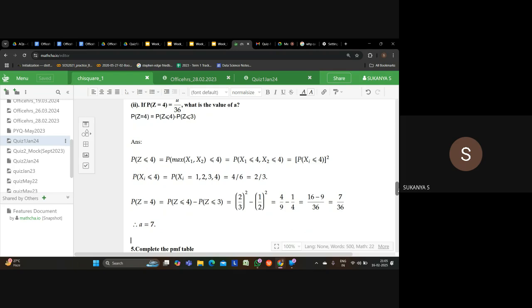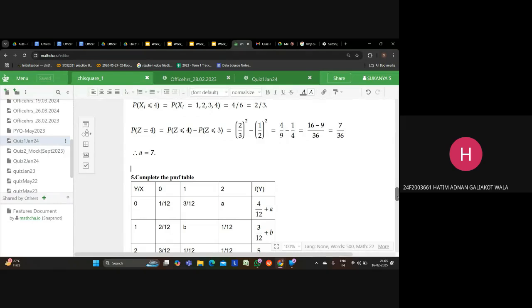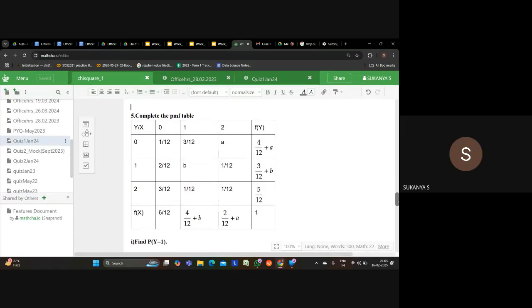Okay, can we go to the next question? Yes, ma'am. Okay, so here is a quick one. You have a PMF table. You need to find, the first one, what do we need? First, we need to find A and B. Can you find A and B?